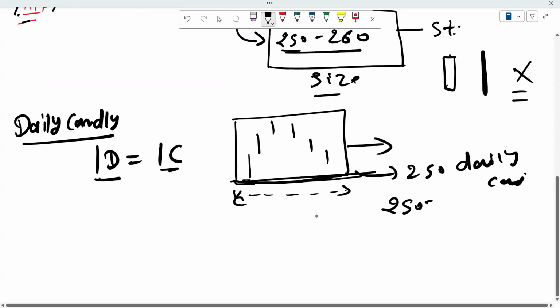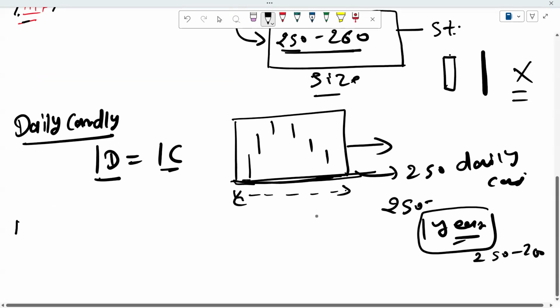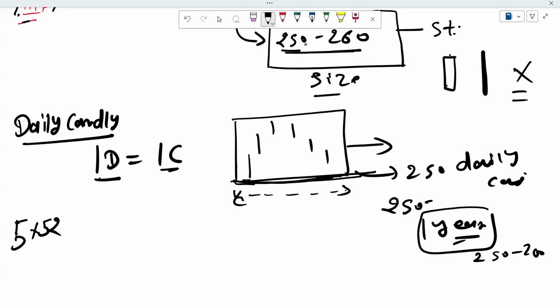250 days means exactly 1 year, because in a year we have 250 to 260 days. In a week the market runs for 5 days, so if you multiply by 52 weeks, it will be exactly 260. If you also remove the non-working holidays, it will be around 250 to 260. So I am saying that I will get 1 year of data. I can know what happened on the stock before 1 year.